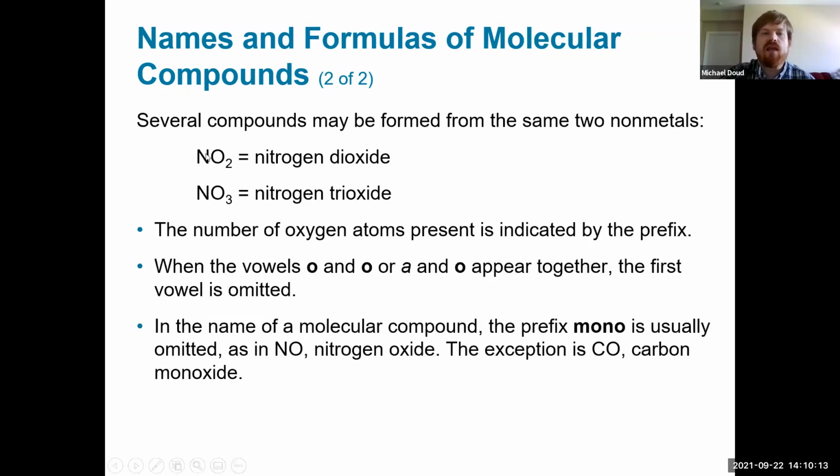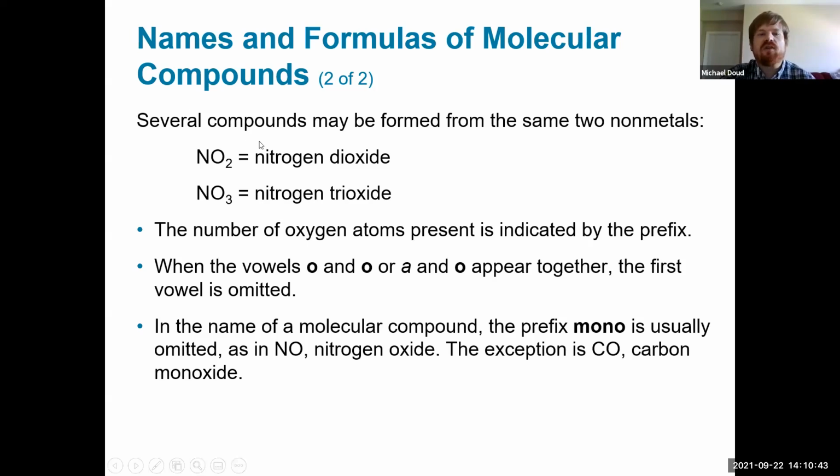For example, NO2. N is nitrogen, O is oxygen. So we have one nitrogen and 2 oxygens. You might think, oh, it's mononitrogen dioxide. But in fact, we just drop the mono when we only have 1 of the first element. Think carbon dioxide. Carbon dioxide is CO2: carbon 1, oxygen 2.